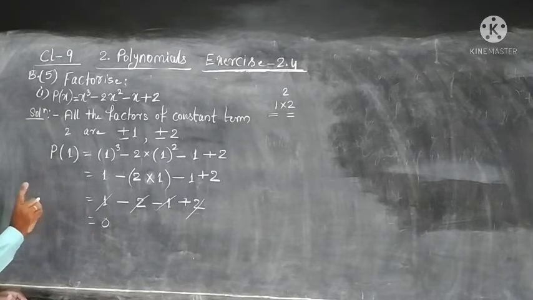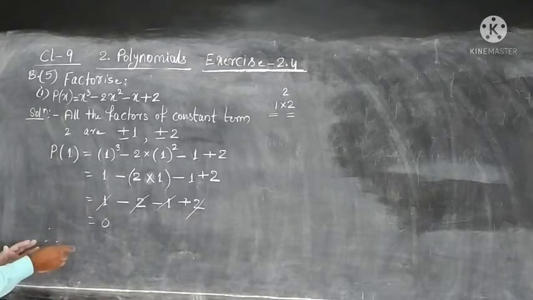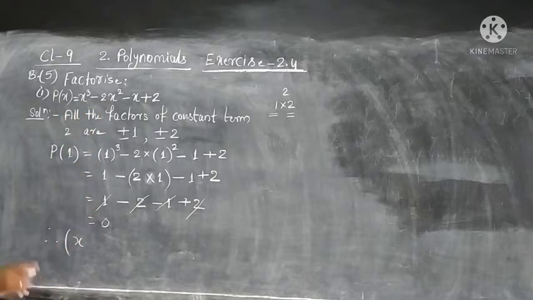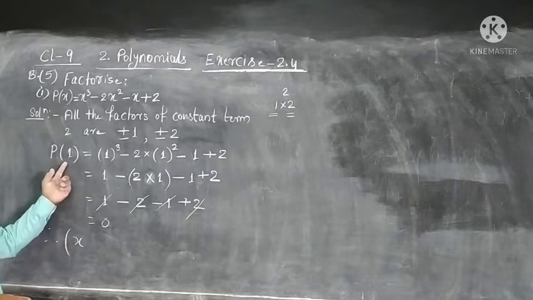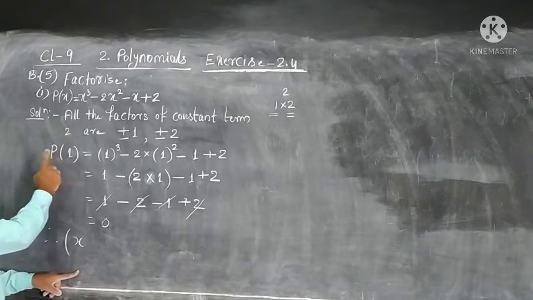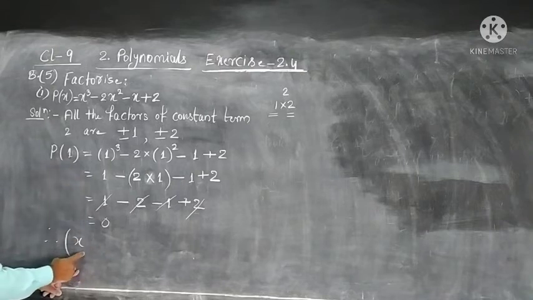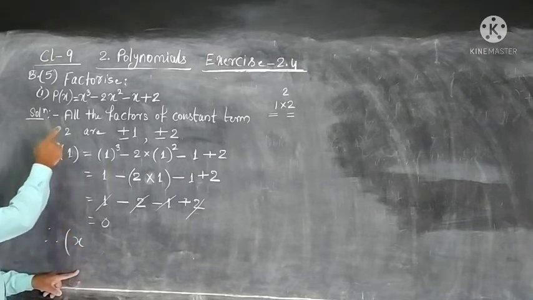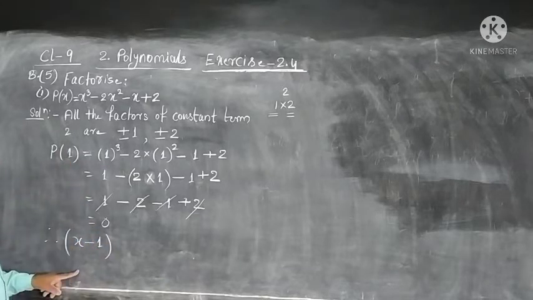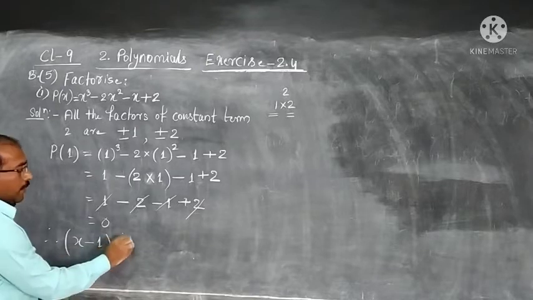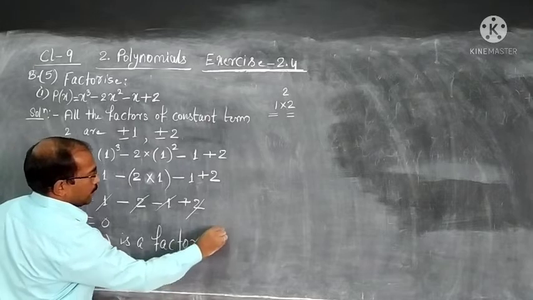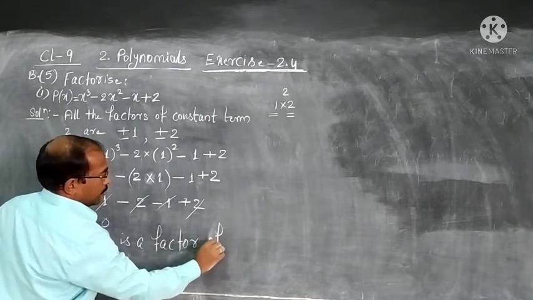Now, we have to write it as a factor. How to write a zero as a factor? We will take the variable, what is the variable? x. What we are doing here? We are writing the zero as a factor. So, 1 is a zero. Now, how to write it as a factor? x is the variable, it is positive, we will use the negative value. So, this will be a factor of the polynomial. What is the polynomial? We have given the name, factor of P(x).